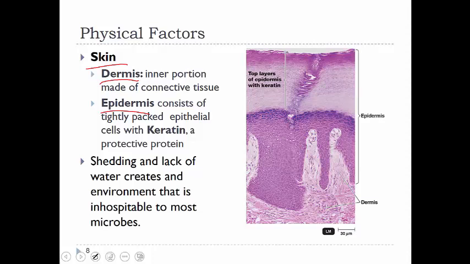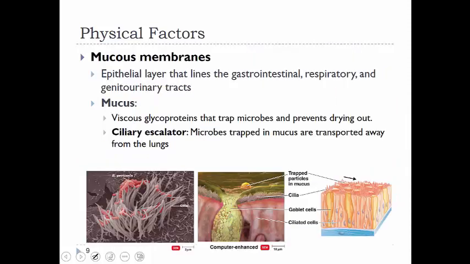And the way this works is new cells start here, and as they get older, they get pushed to the outside. Shedding and this environment that has a lack of water actually makes your skin inhospitable to most microbes unless they figured out how to get past that lack of water.